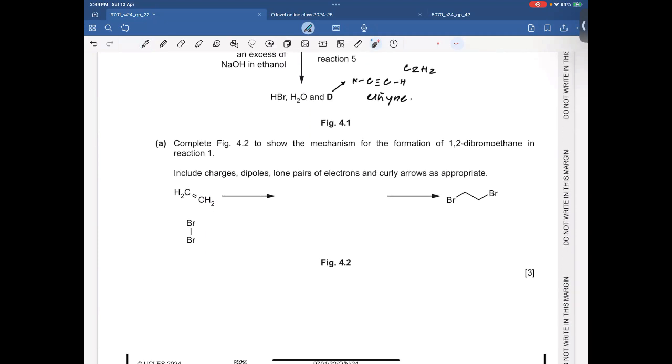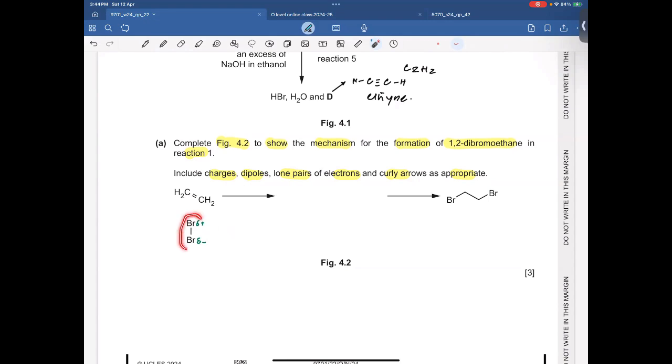Complete figure 4.2 to show the mechanism for the formation of 1,2-dibromoethane in reaction 1. Show charges, dipoles, lone pairs, electrons, and curly arrows as appropriate. By the way, this bromine has slight positive charge. This bromine has slight negative charge. These slight positive and negative charges are also called induced dipoles. Now the question is how induced dipoles appear on the bromine molecule.